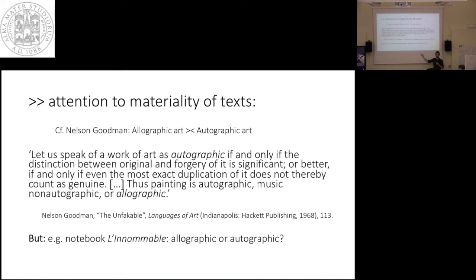Theoretically, you can connect this to what Nelson Goodman has said. He makes a distinction between autographic and allographic art. And text, musical text or literary text, are usually considered to be allographic art, because you can reproduce them, because you have many versions. But of course, that is a very rough distinction. He calls it the unfakeable. So a painting cannot be faked. There's only one. But in our case, that notebook that you just saw is also an unfakeable document. There is only one. So I do think that in literature we can sometimes speak of autographic art. Yeah?